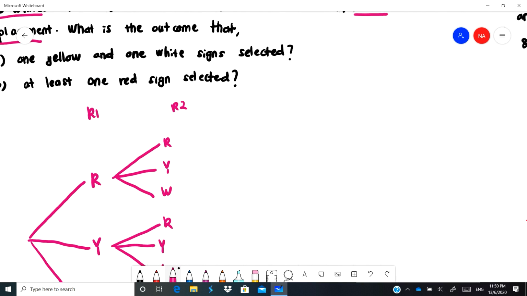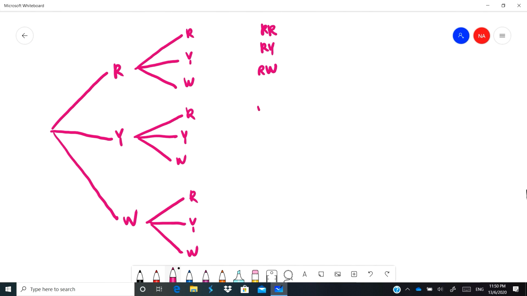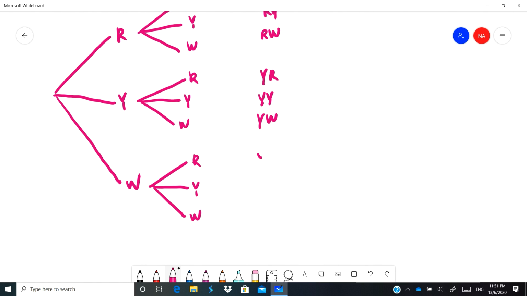Because there are only 2 rounds here, the possible outcomes are red red, red yellow, red white. It can also be yellow red, yellow yellow, and yellow white. And we have white red, white yellow, and white white.